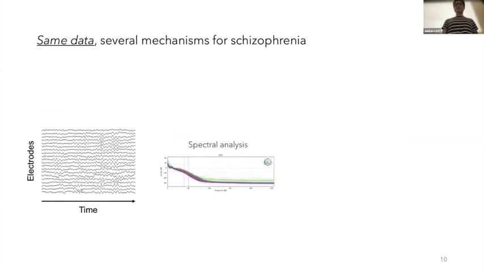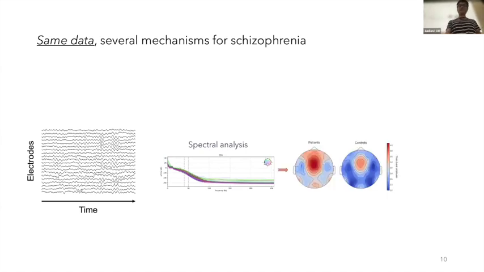So for example, a classic way to analyze the data would be to do a spectral analysis. So you look at the power at different frequency bands. Then you would compare controls to patients. And here, for example, you can see that patients are not the same as controls. So they have enhanced power, for example, here in the theta band. So this is for illustration, but this is real data.